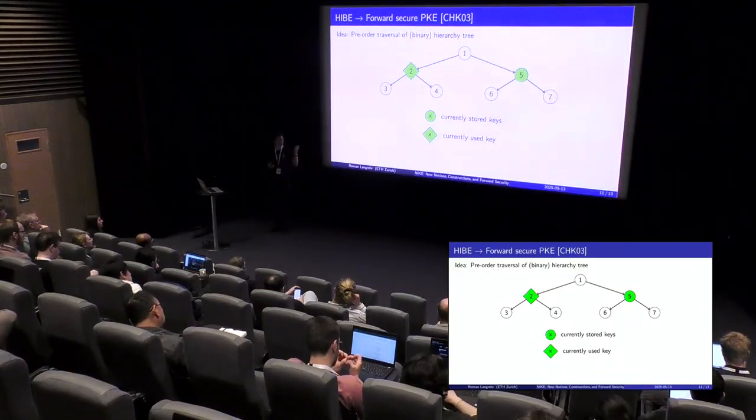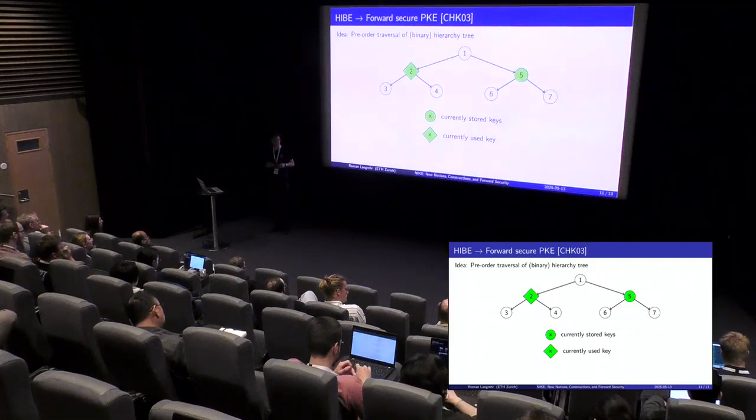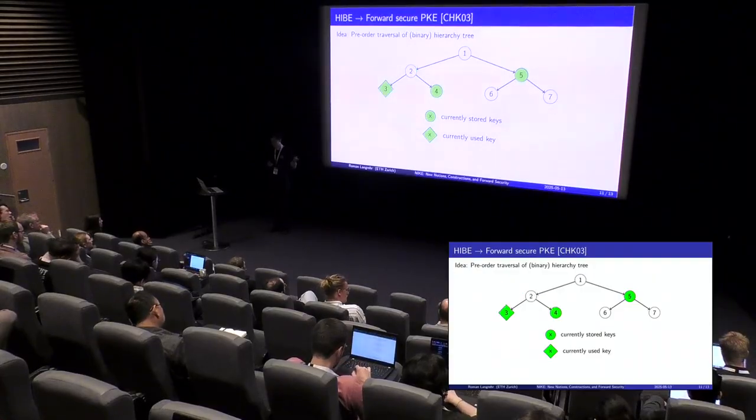And yeah, similar to update. So here in this example now, the user will store the keys for slots 2 and 5, but of course only use the key for slot 2 because we are now in the second time slot. To update to time slot 3, we will do the same, just with the key for time slot 2. So we will delegate it to both children and delete it.